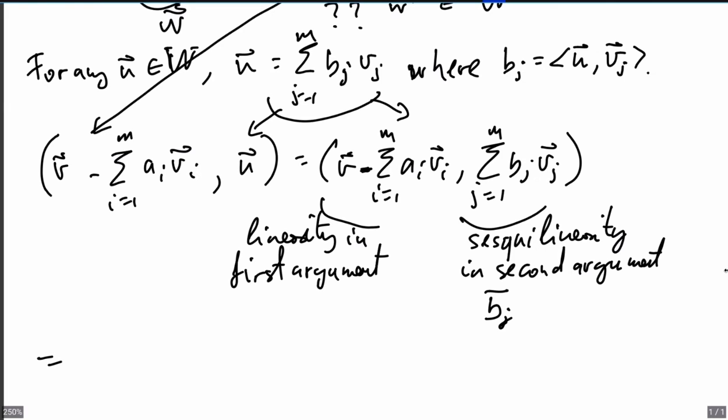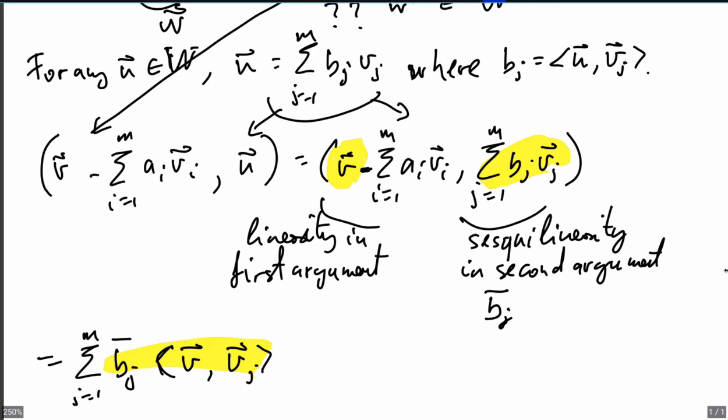So let's say we have v and this inner product, and we bring out the summation, we bring out the b_j with complex conjugate because it's from the second component. And then we are left with the vector v inner product with the basis vector v_j. So we are done with this yellow part.